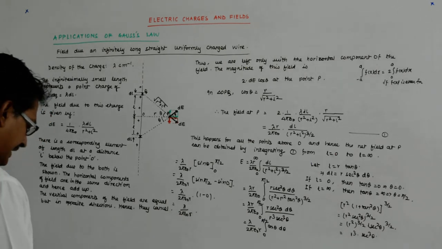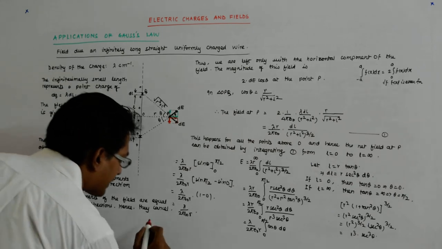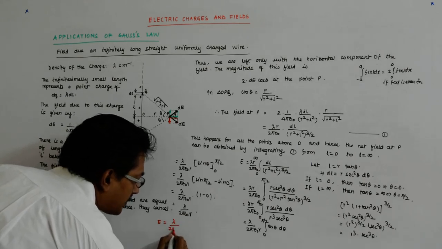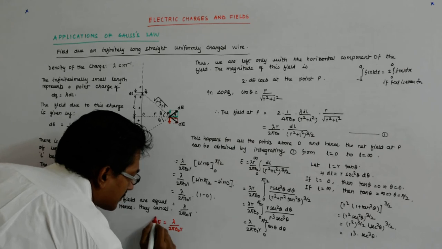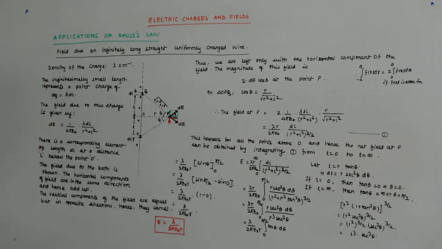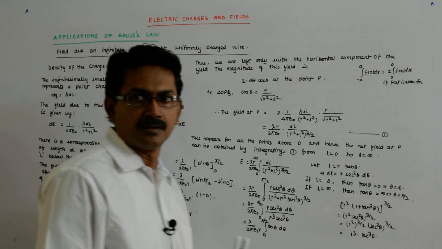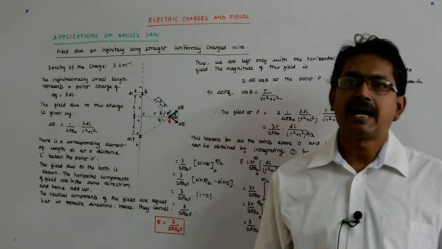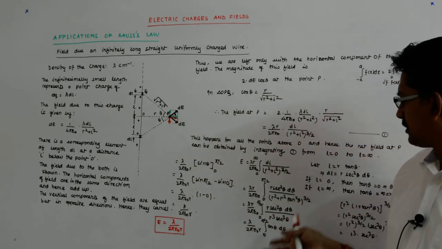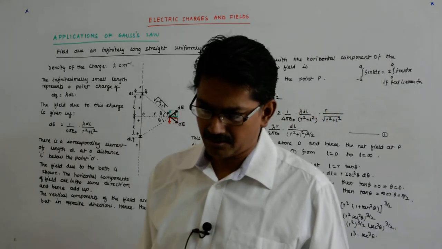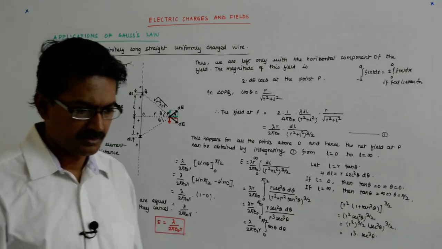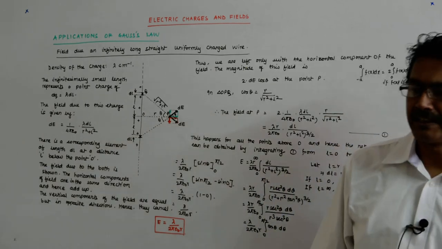So I get the field as E equal to lambda upon 2 pi epsilon naught r. When did we apply Gauss's law? We never applied Gauss's law, for a reason. I wanted to do it by the method of first principle, and you see how involved it becomes. It is now that we'll apply Gauss's law. We have not applied Gauss's law yet.